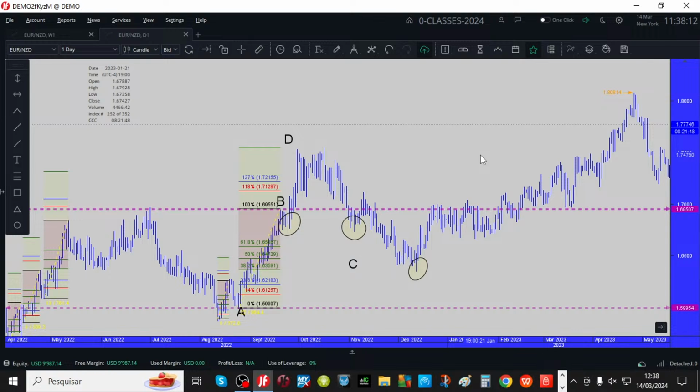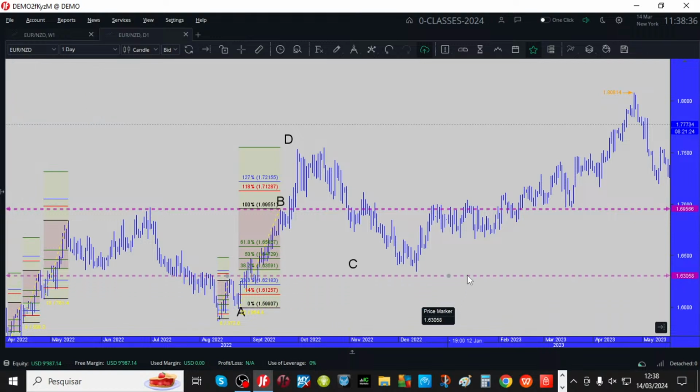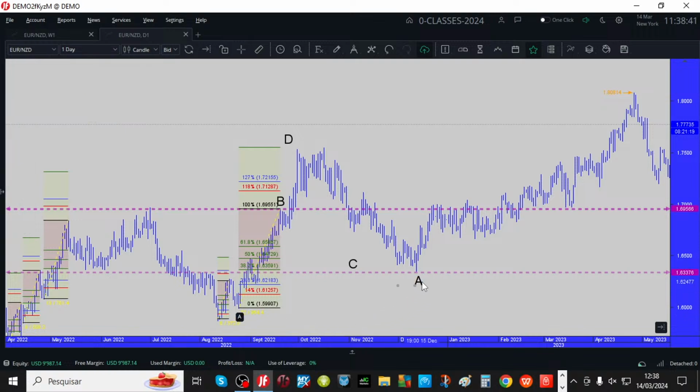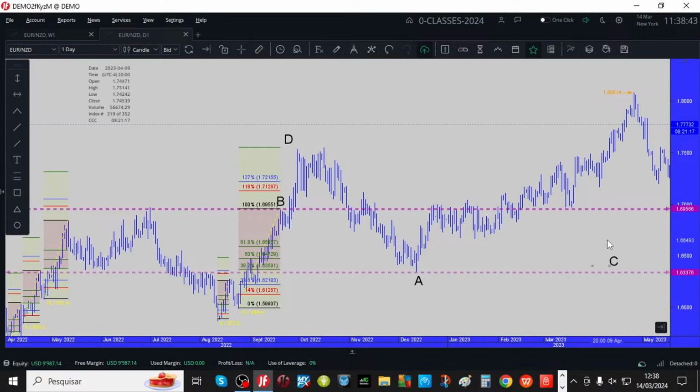Is the first circle the C? Is the second circle the C? Or is the third circle the C? The third, congratulations, the third one. So that's the C, as always, green, right? That's the A. We're moving A to C.